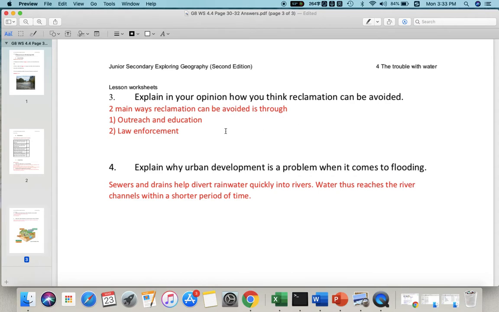And here are two suggestions to avoid the reclamation of the lake. So the first one is to outreach some education to teach the importance of the lake. And the second one is law enforcement. It means to set up some laws for more protection of the lakes. Okay, so any logical answer will be accepted for this question.